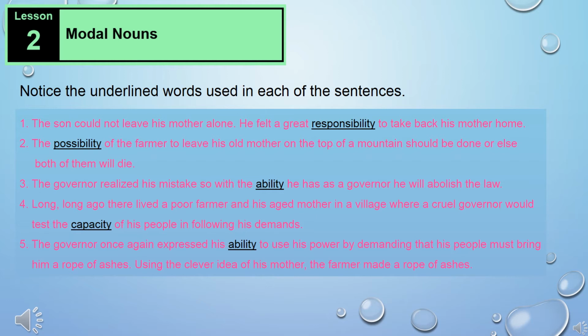4. Long, long ago, there lived a poor farmer and his aged mother in a village where a cruel governor would test the capacity of his people in following his demands. And number 5, the governor once again expressed his ability to use his power by demanding that his people must bring him a rope of ashes. Using the clever idea of his mother, the farmer made a rope of ashes. Again, notice the underlined words in each of the sentences.